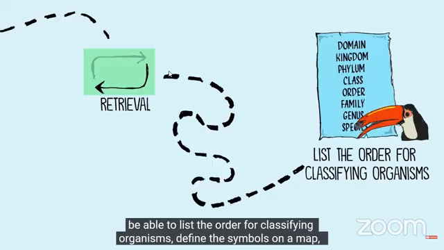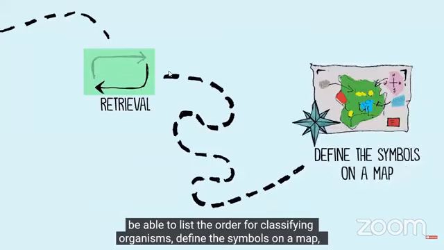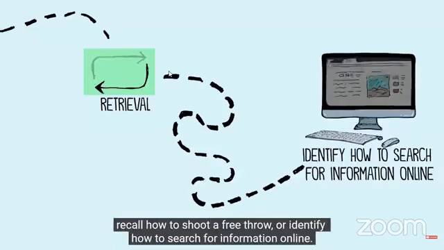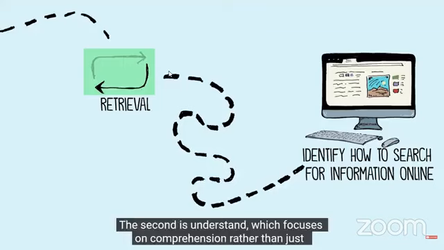Students might be able to list the order for classifying organisms, define the symbols on a map, recall how to shoot a free throw, or identify how to search for information online.